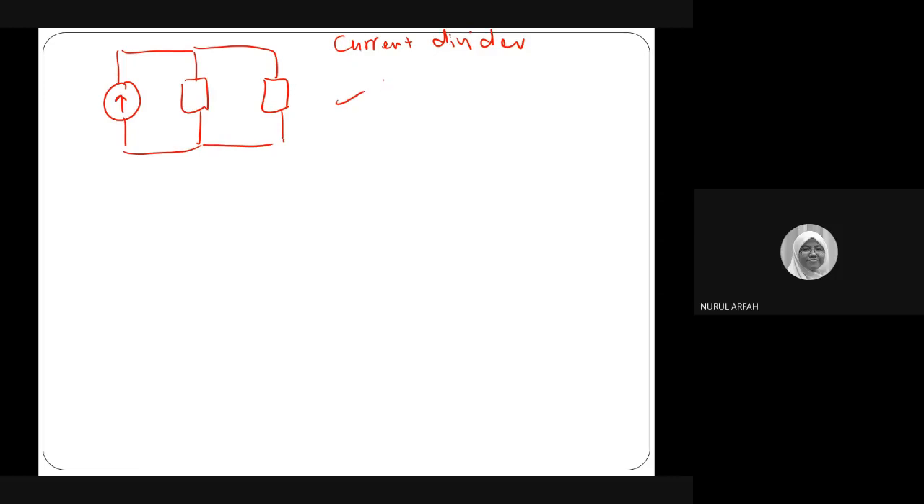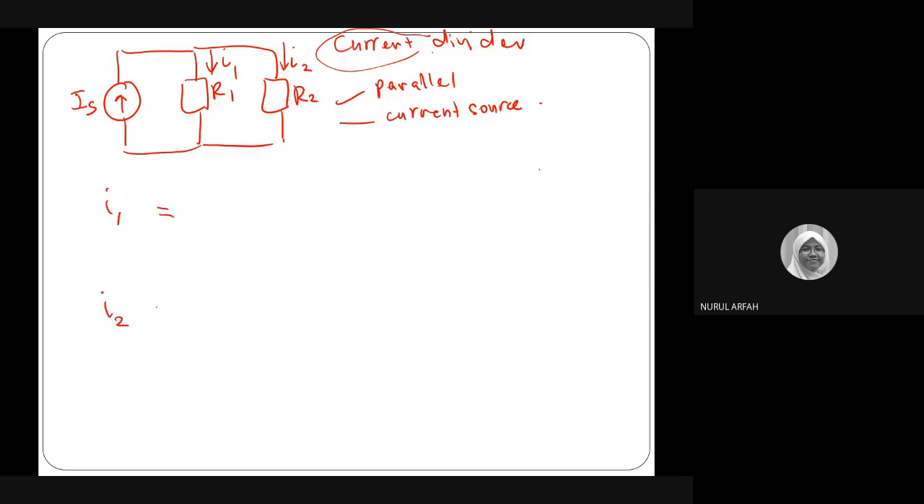The trick is first it is in parallel, and then this one is a current source. Okay. This one R1, this one R2. And what do you want to find? According to the name, it is a current. Maybe this is I1 and maybe this is I2. So what is I1 and what is I2?